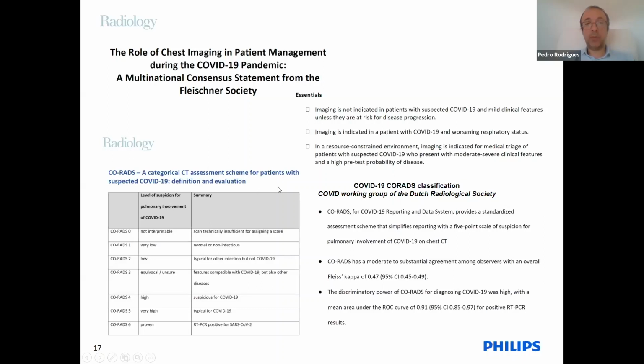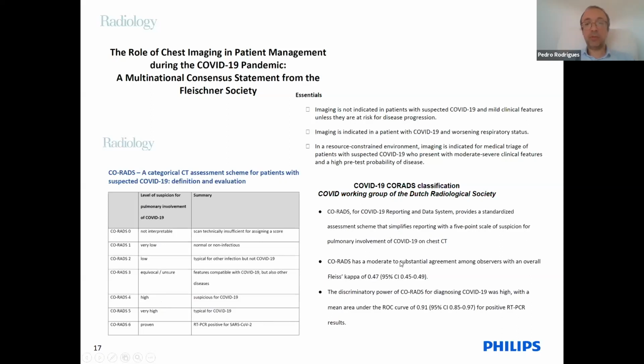In parallel with this, the Dutch Radiological Society has decided on what is now called the CO-RADS classification. They basically provide a 5-point scale of suspicion, between 1 and 5, that gives some way of showing how likely it is that this is COVID-19. So 0 is a scan which is not interpretable. 6 is one that is proven by PCR, and then 1 to 5 is between very low and very high likelihood of a pulmonary infiltrate by COVID-19.